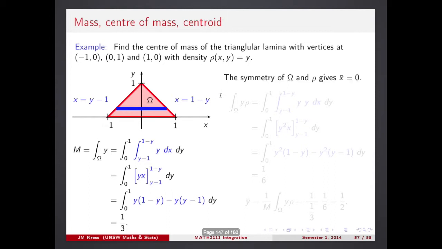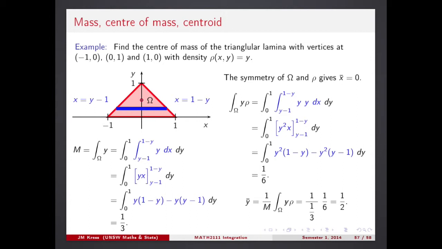When we go for the center of mass, that's what I said to you earlier, the symmetry of omega and the rho implies that x bar is 0, but for the y bar, that's what we need to compute, which is the integral of y squared, and that's the computation 1 over 6. So the center of mass, when you take the quotient of this integral and m, is 1/2. So the center of mass is exactly in the middle of the height of the triangle. That's right.